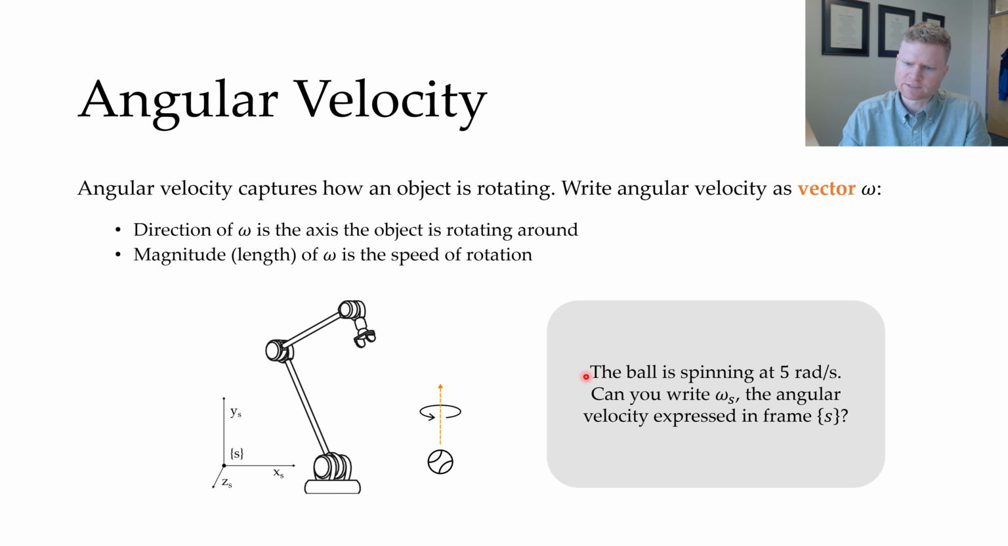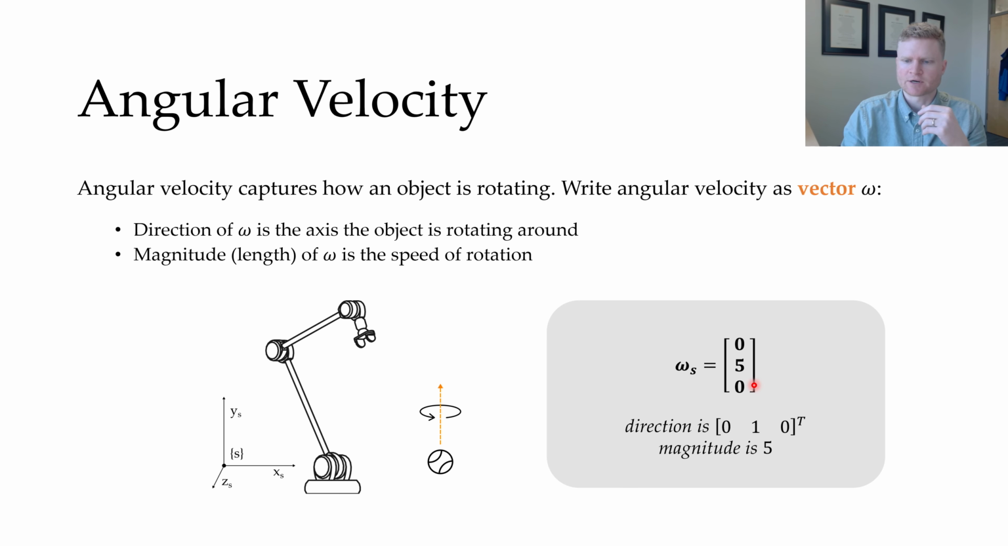And the question here is, the ball is spinning at 5 radians per second. Can you write omega s, the angular velocity, expressed in this spatial coordinate frame? I'll give you a second to think about it, and maybe you come up with something like what's shown here, 0, 5, 0. The way we got there is we first start off with the direction. What direction is this object spinning around? Well, it's spinning around an axis that's lined up with the y-axis of my spatial coordinate frame. So it's going to be 0, 1, 0.